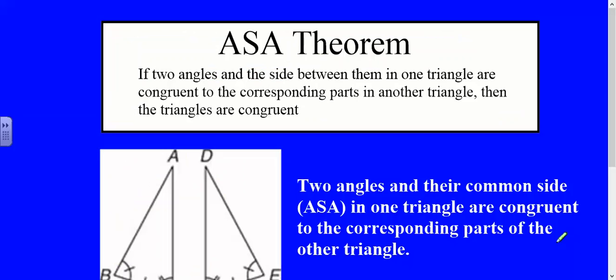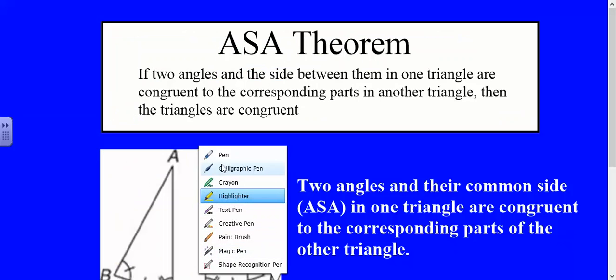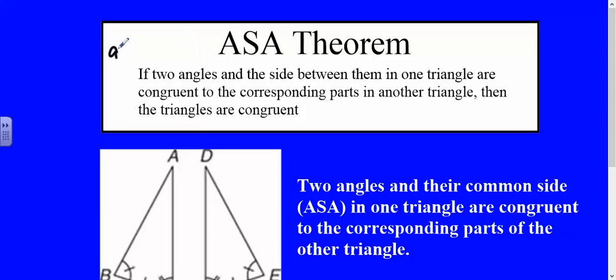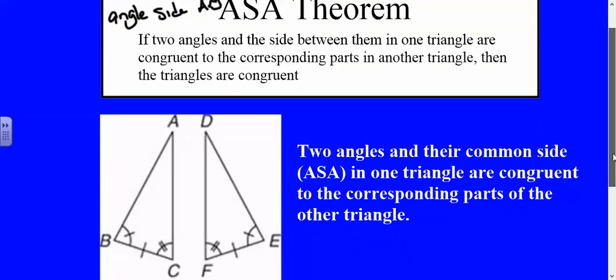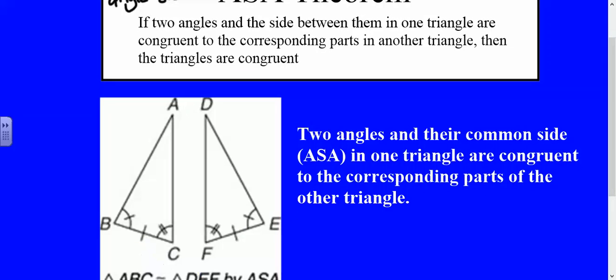Now we have ASA, which stands for angle, side, angle. So that means you've got an angle and the side in between the next angle would be congruent. So in the drawing here, it shows an angle and another angle, and then the side in between them is congruent to this other side. So see that? Angle, angle, and the side in between.